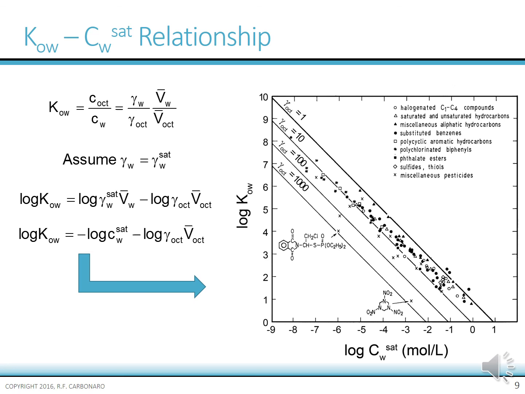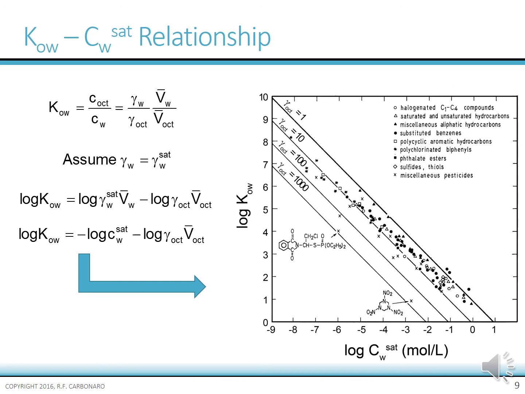It shows a bunch of data for just a tremendous number of different chemicals. The symbols represent different classes of chemicals. I would say what we could do is focus on the filled-in circles. Those are our substituted benzenes. So this is benzene, xylene, toluene, BTEX compounds. And you can see they fall on a pretty good line.